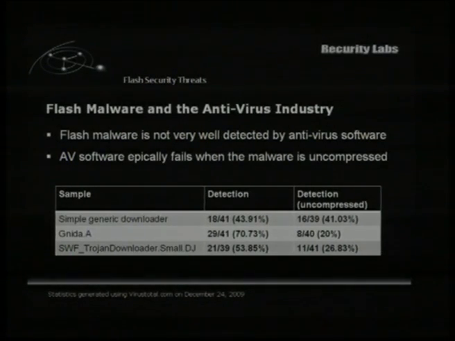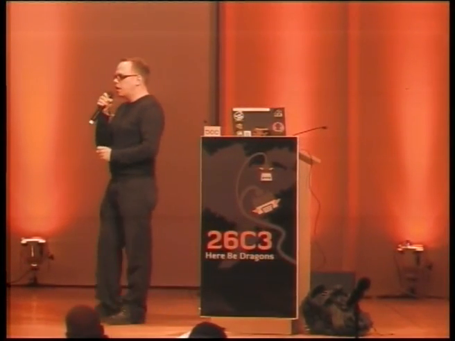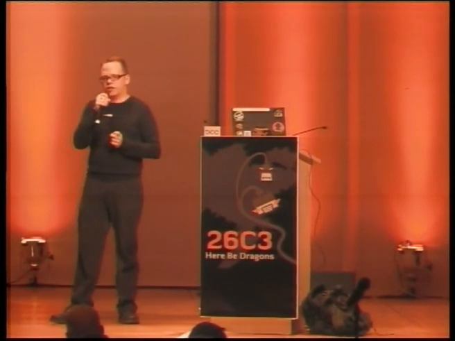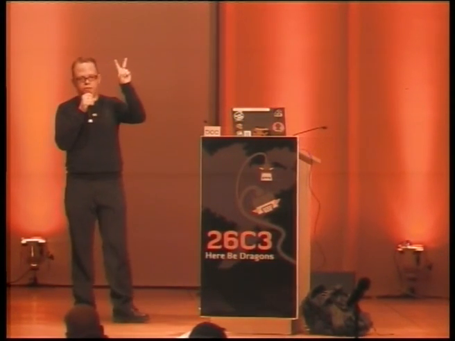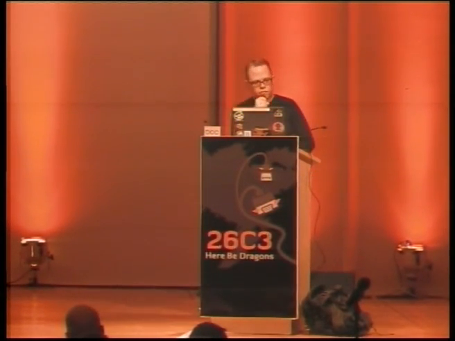So you take a generic downloader, you fire it up, 18 out of 41 AVs actually detect this. The generic downloader has 2 instructions for the virtual machine. So it's not the most complex piece of malware you've ever seen. Still, you get a 43% detection rate, or 44. You take the same file, you uncompress it, so it's still a valid Flash file, it's just no longer packed, and it drops to 16.